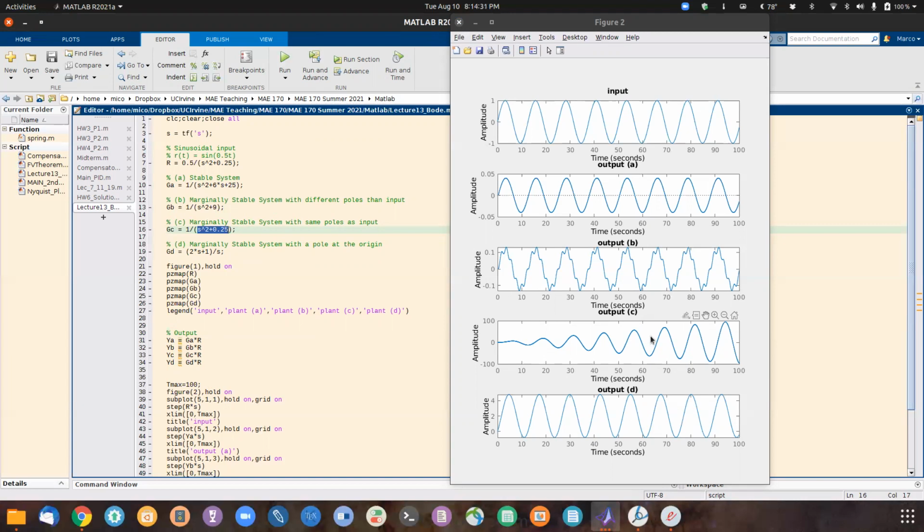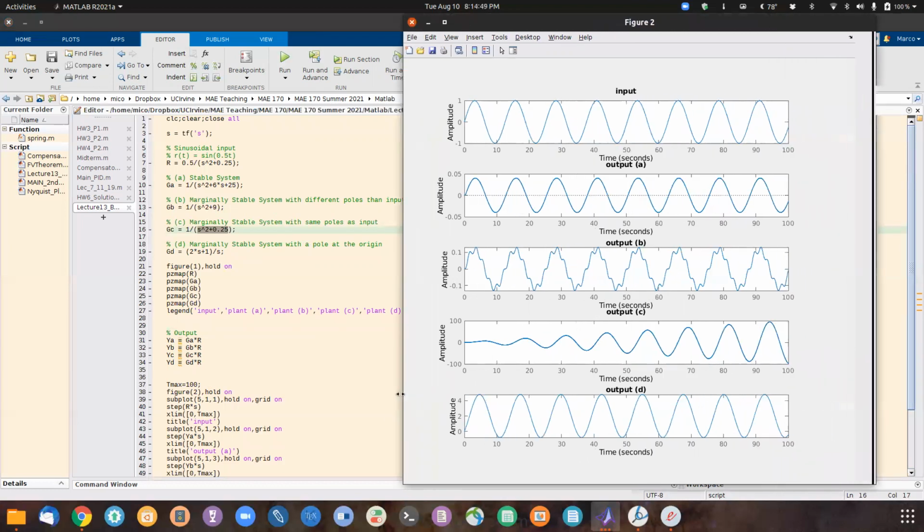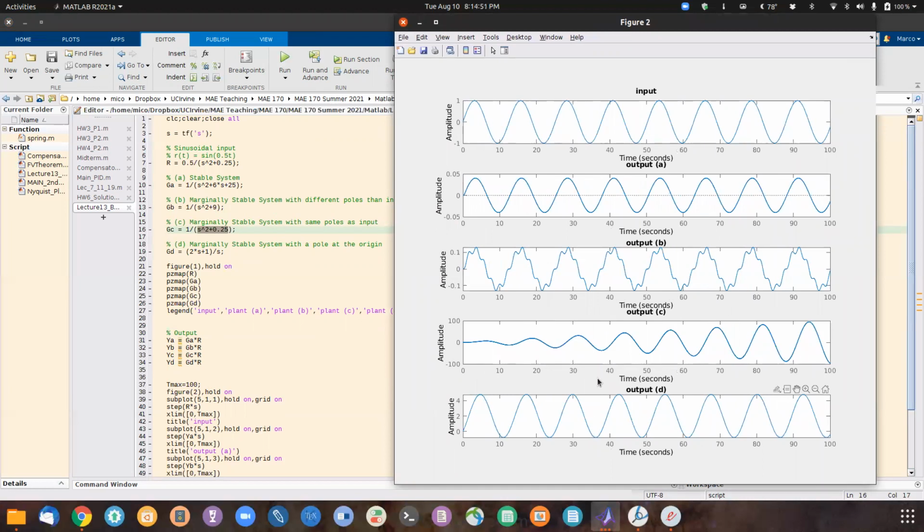blow up to infinity. The fourth case, so output D, is something that I haven't described earlier, but it's worth taking a look at it. So if you just take a look at the function in the time domain, it looks very, very similar to output A. That is, we have just one sinusoidal, so one frequency, and that is the input frequency.